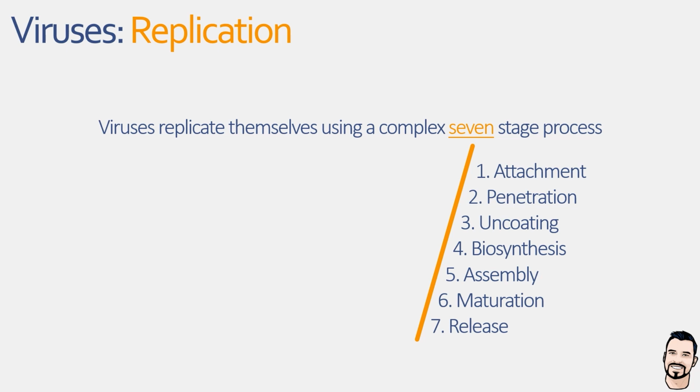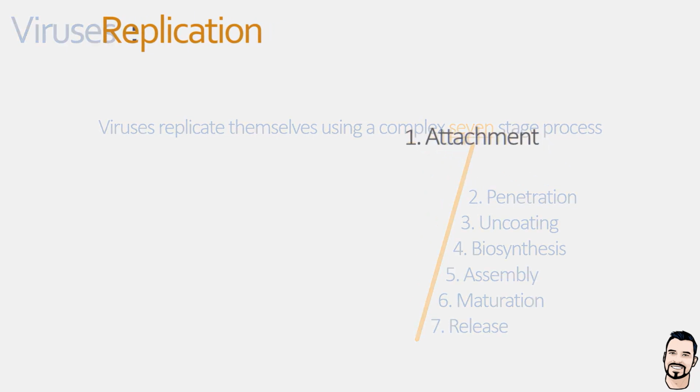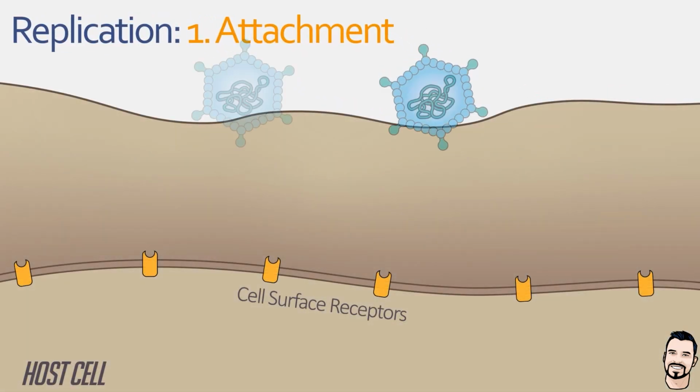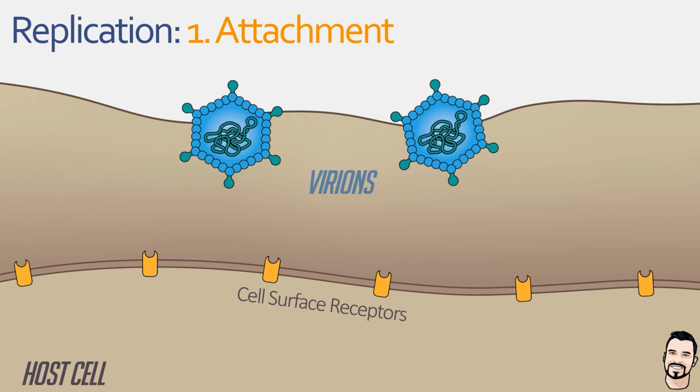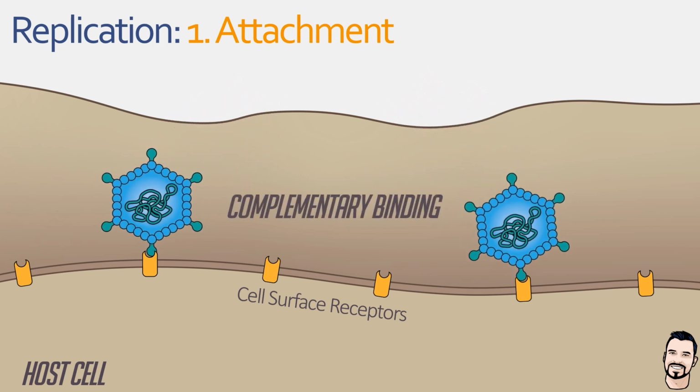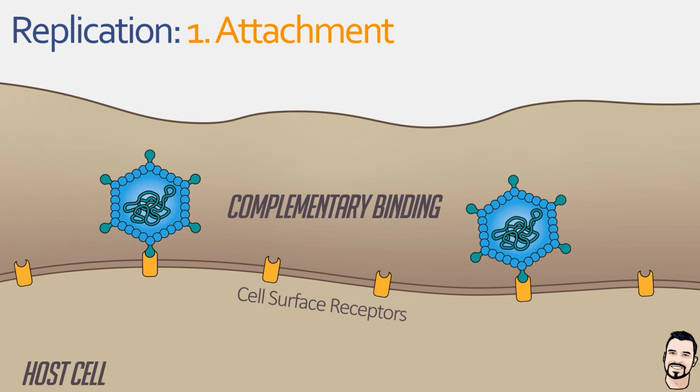So let's have a look at this in a little more detail, starting with attachment. Here we can see our virion, which are complete infected virus particles approaching the surface of a susceptible host cell, meaning they have the required cell surface receptors to allow for attachment. And so they bounce across the surface of the cell until a process of complementary binding occurs, where a specific protein on the virion binds to a specific receptor on the host cell.